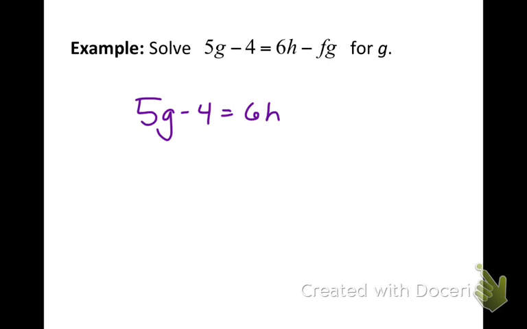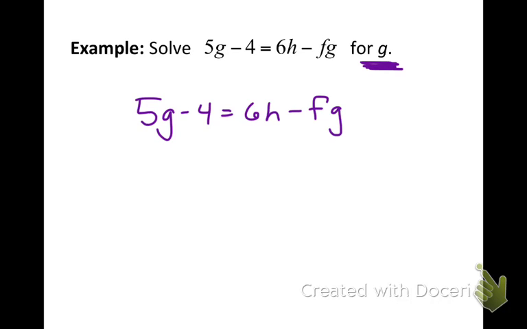So 5G minus 4 equals 6H minus FG, and we're solving for G. So I've got 2 terms on the left, 2 terms on the right, 4 terms in total. How many of them have G's in them? 2 of them. So I want to get all the G terms to the same side. Would it make sense to move all G terms to the left or all G terms to the right? Left. Why would that make the most sense?